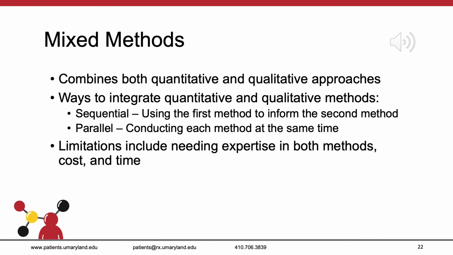One of the biggest limitations to using mixed methods is that you need expertise in both methods. Often researchers may be trained in one or the other, and maybe less often both. So it sometimes can be difficult for the research team to have all those experiences. So that's why we often see larger collaborations with multiple types of researchers on the team. And with that, needing the expertise, that may also include more cost and time as well.